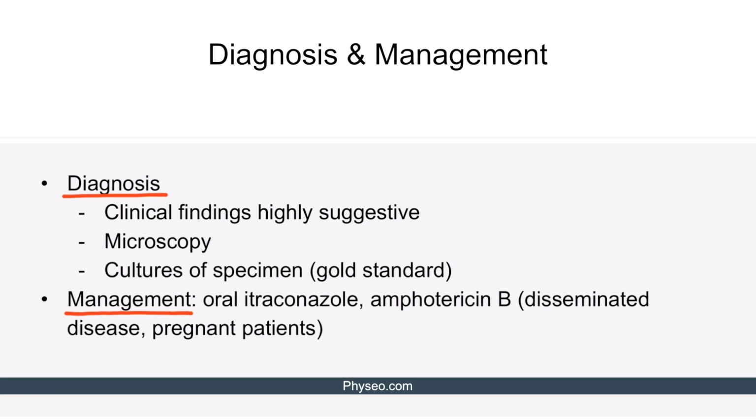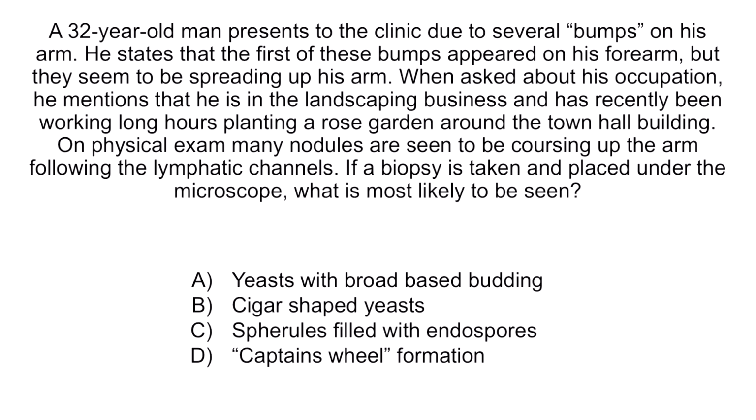Let's end this lecture with a question. A 32-year-old man presents to the clinic due to several bumps on his arm. He states that the first of these bumps appeared on his forearm, but they seem to be spreading up his arm. When asked about his occupation, he mentions that he is in the landscaping business and has recently been working long hours planting a rose garden around the town hall building.